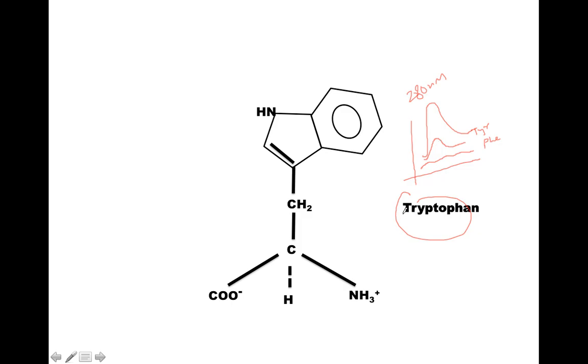So consider there are two peptides, peptide 1 and peptide 2. This one contains more tryptophan and this one contains fewer tryptophan. Which one do you think will have a higher absorbance at 280 nanometer? Yes, peptide 1.